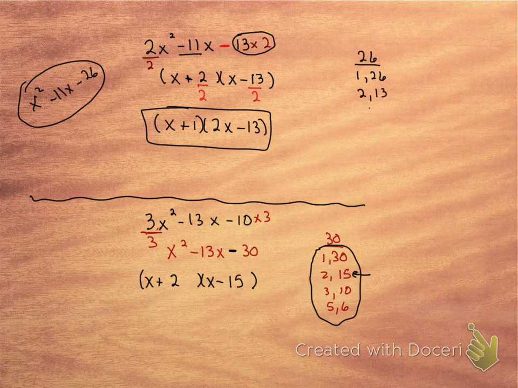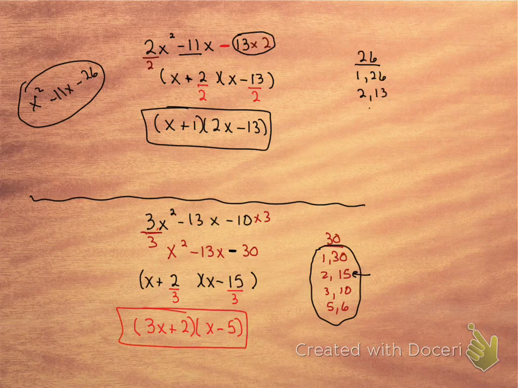So I have temporarily factored, but now I need to reintroduce the 3 that I took away initially. So I'm going to divide it by each one of the numbers here. 2 over 3 does not simplify as a fraction, so the 3 will get stuck to the x. And 15 divided by 3 does reduce to 5. So now I'm done.